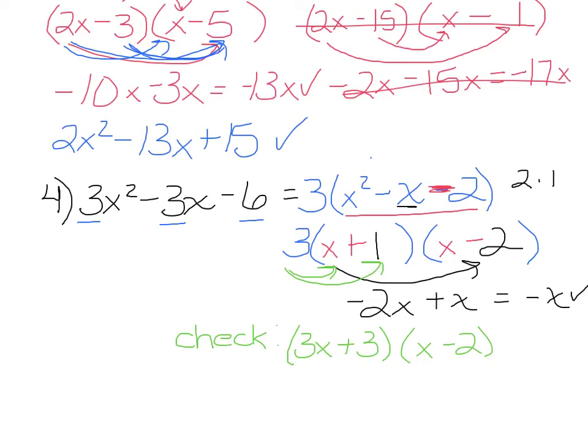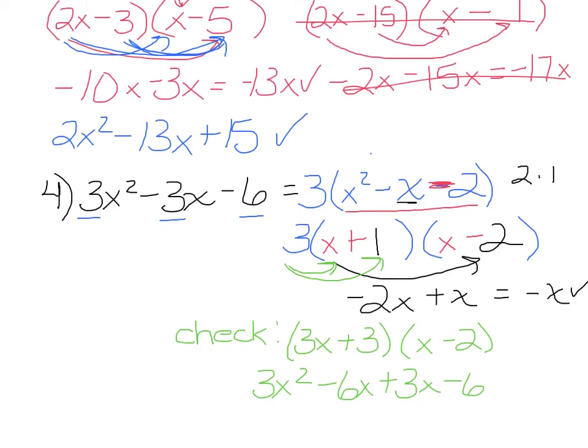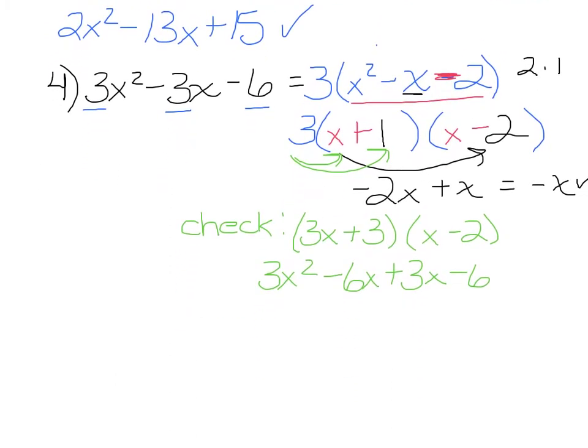Okay, so 3x times x is 3x squared. 3x times negative 2 is negative 6x, plus 3x, 3 times x, that's the inners, and 3 times negative 2 is negative 6. And then I combine my middle terms, and I get 3x squared minus 3x minus 6, and that's what I wanted originally. So don't ever forget to factor out a common factor if you have one.